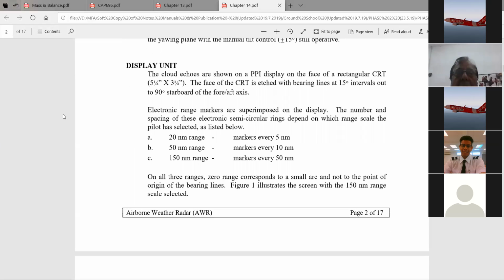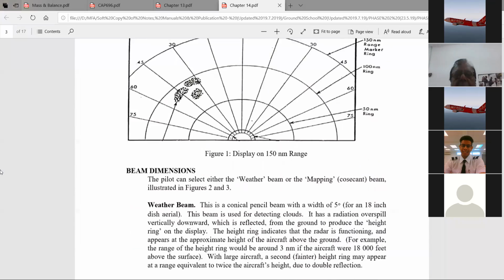Now this is as far as the display is concerned. Depending on what particular range you want the information from, the range selection is available in the cockpit. You can switch on whatever range you want, and accordingly the range will be displayed. Normally 20, 50 and 150 are the ranges available, and you have those lines drawn on the screen.